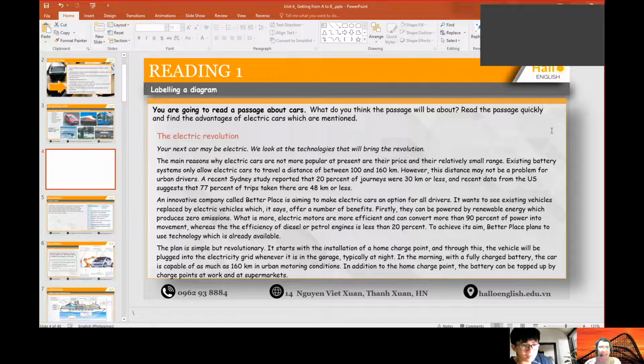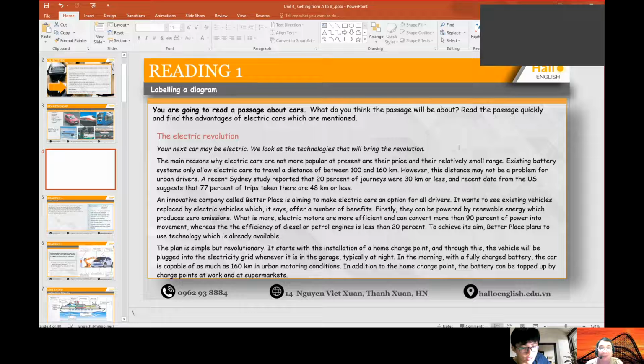But of course, in here, we're going to read the passage about the cars. What do you think the passage will be about? Read the passage quickly again. Reading it quickly means you have to use the scanning and skimming technique and find the advantages of electric cars which are mentioned. Now, there's a guide question in here. What are the keywords that we should understand?